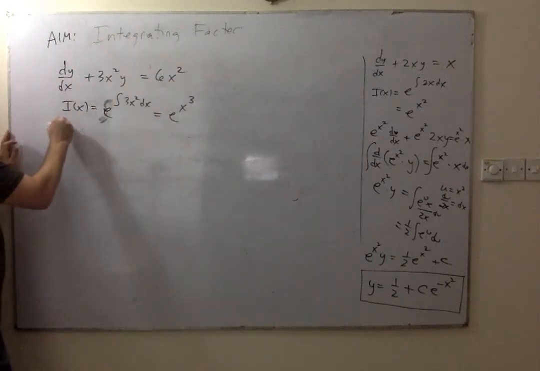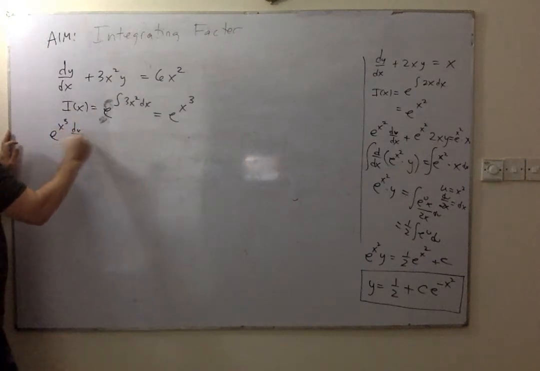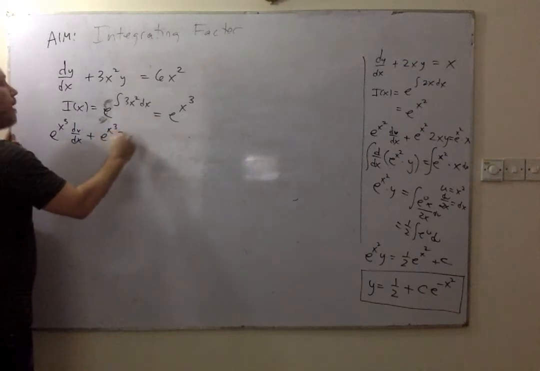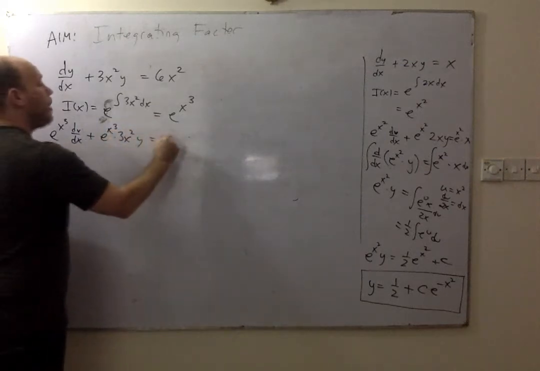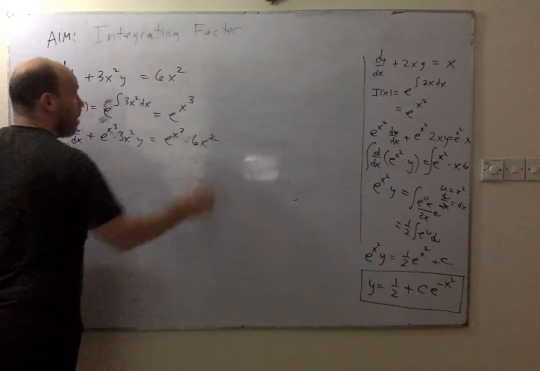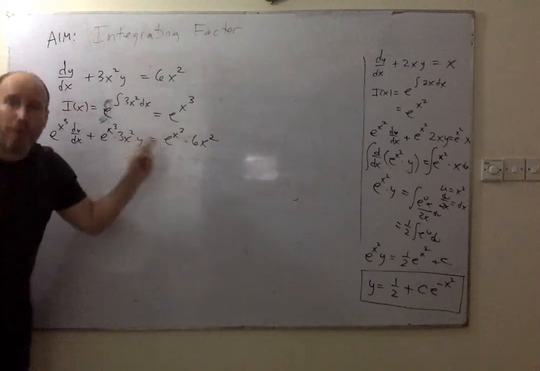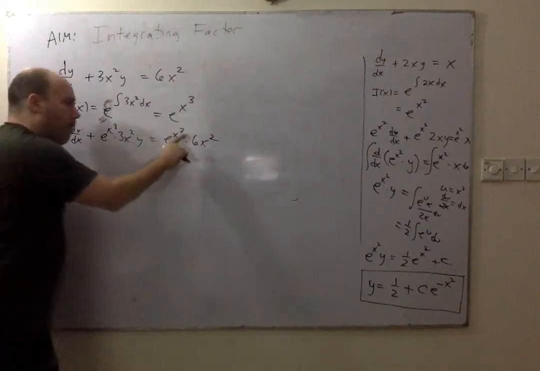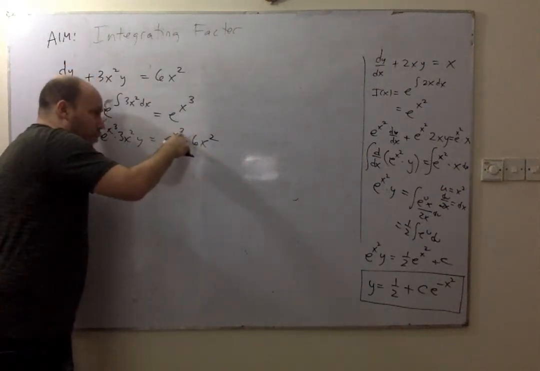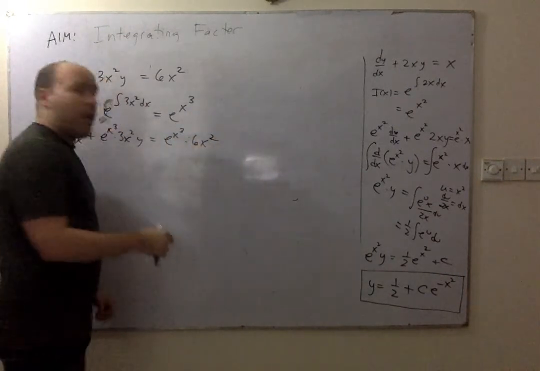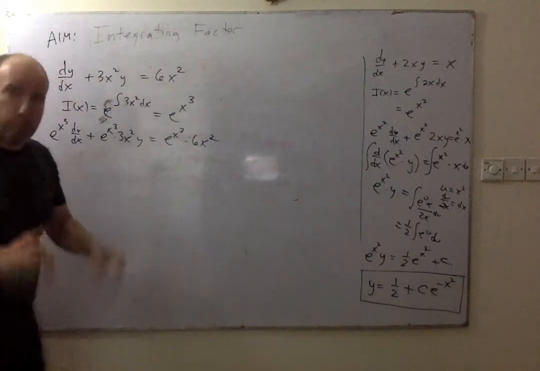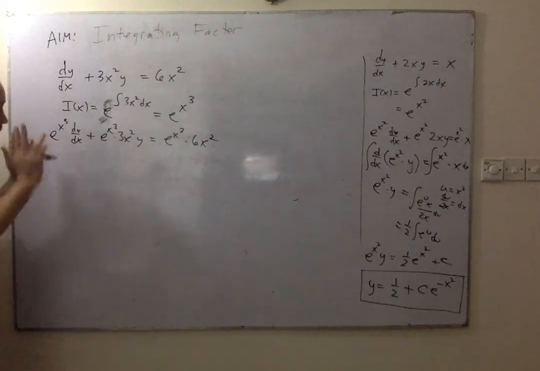e to the x cubed dy/dx plus e to the x cubed times 3x squared y equals e to the x cubed times 6x squared. This is not a coincidence. Some of you are saying, oh, hey, Mr. Elder, when I do that u substitution and take the derivative and put it in the denominator, it's going to knock this out. Not a coincidence. That's what you're looking for.